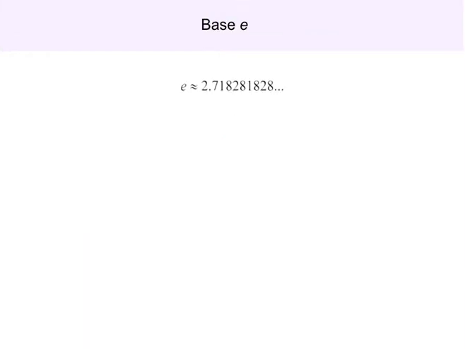The next thing I want you to know is the number E is an irrational number, and it's used as a base frequently. We will talk about that more in a future lesson, but for right now, you just need to know that E is an irrational number that shows up in a lot of problems in real life.